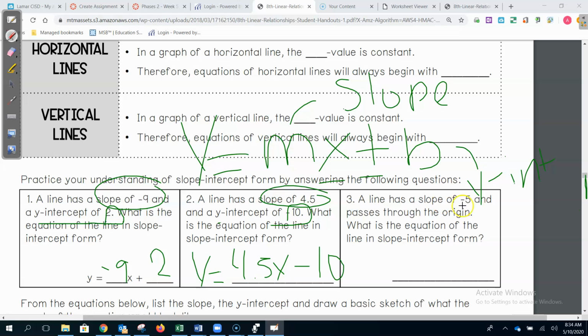Okay, number 3, we have a line that has a slope of -5 and it passes through the origin. So all that we have to do here, we know it passes through the origin, meaning it begins at 0, right? If it's touching that very corner, that's at 0, 0. So y equals, our m is -5x, and we don't even have to worry about a y-intercept because we are at 0. We begin at 0.